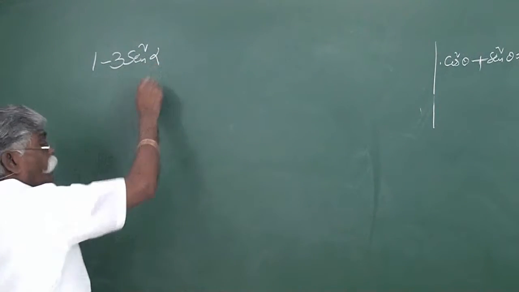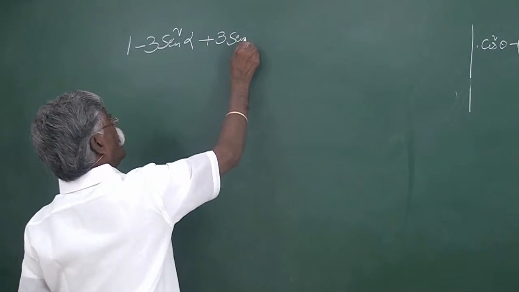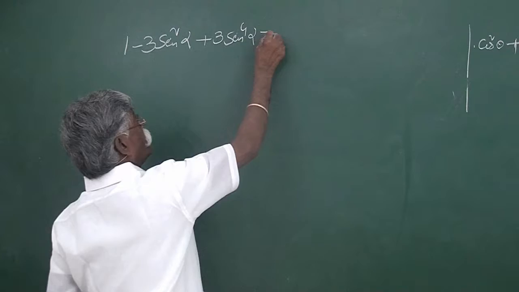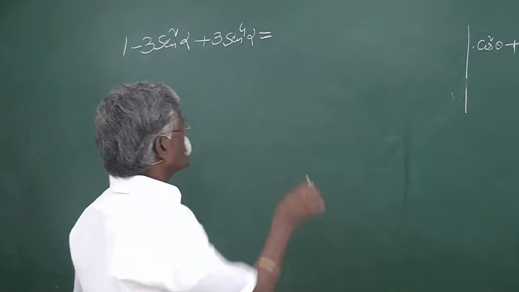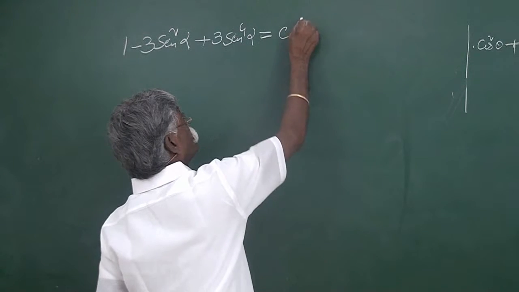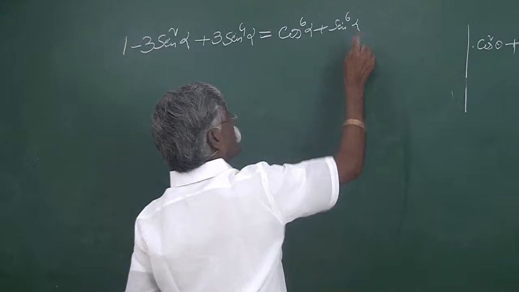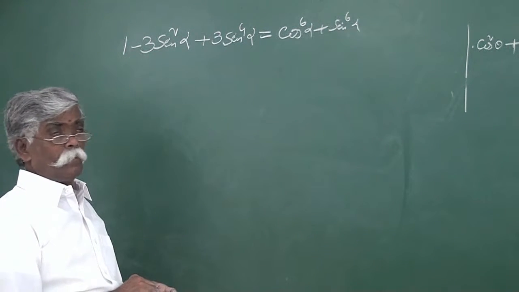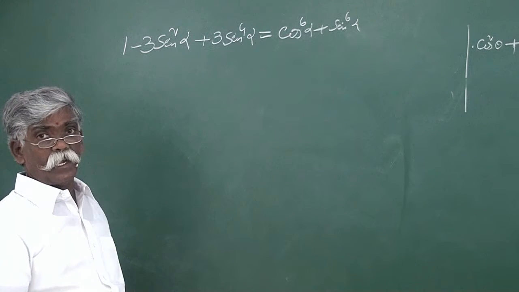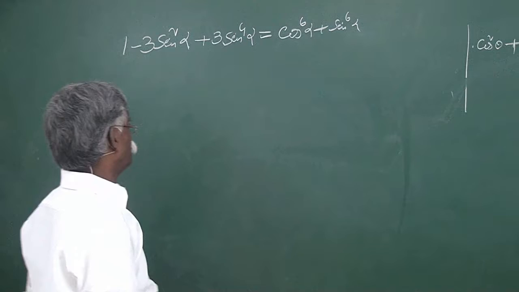1 minus 3 sine square alpha plus 3 sine power 4 alpha is equal to cos power 6 alpha plus sine power 6 alpha. Left hand side is completely expressed in terms of sine, the right hand side cos and sine, and the right hand side is in standard formula.